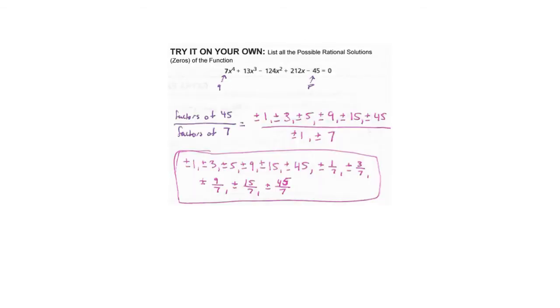Okay. All right, so I want you to do the same thing for this. So try this on your own. Your p is your constant term, or 45, and your q is 7. So you're finding the factors of 45 over the factors of 7. So try this. I'll pause it, and then I'll show you the solutions. So here are the solutions. The factors of 45 are 1, 3, 5, 9, 15, and 45. And the factors of 7 are 1 and 7. So you just need to do every combination of the p over q.